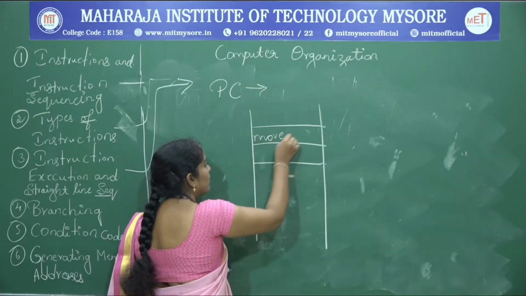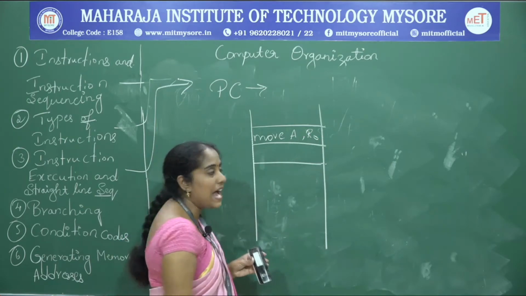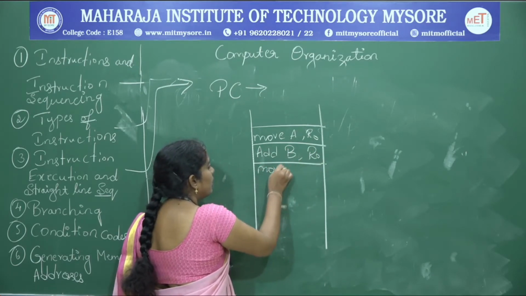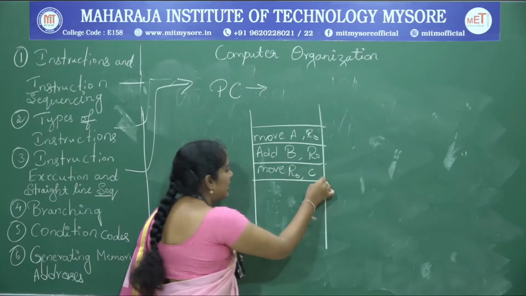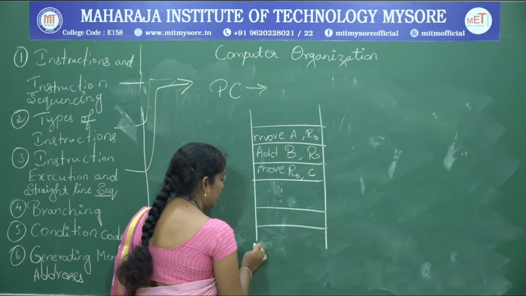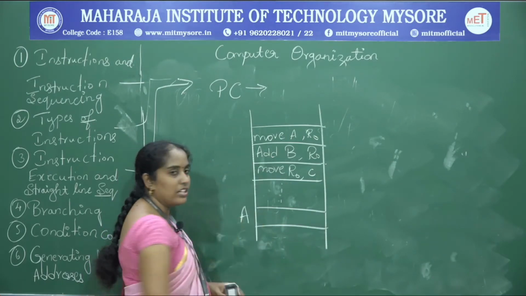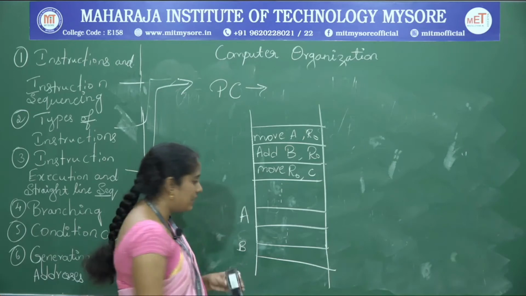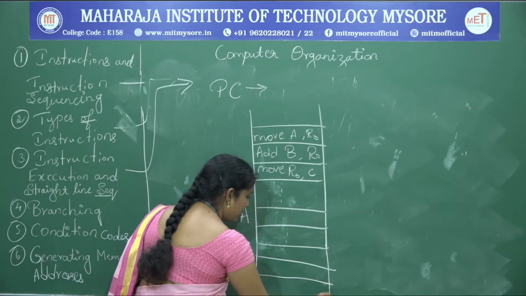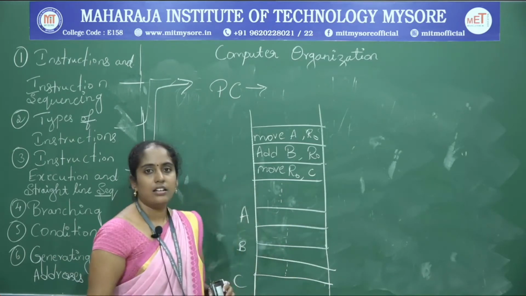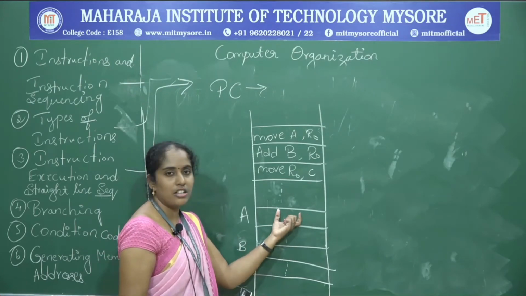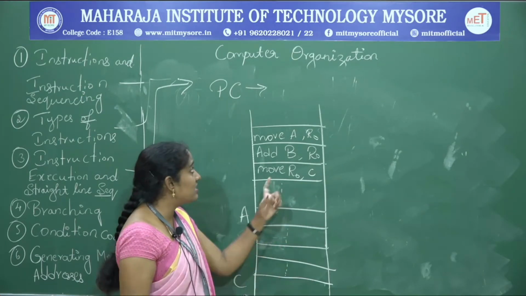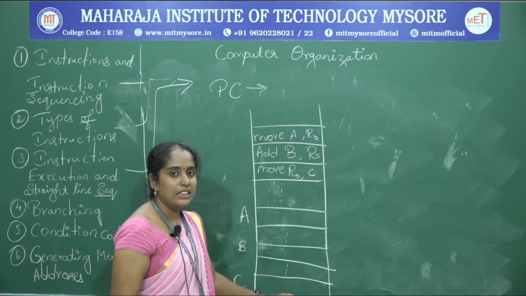First, move A comma R0, add B comma R0, and move R0 comma C. The A value will be stored here, the B value will be stored here, and the result may be stored here, C. This word will contain the content of A, this location will contain the content of B, and this is the final result, C is equal to A plus B. The C result will be stored in this place.